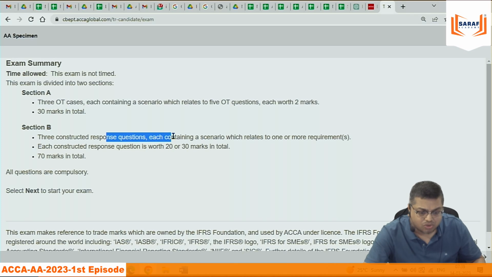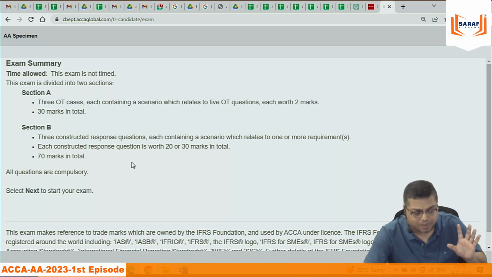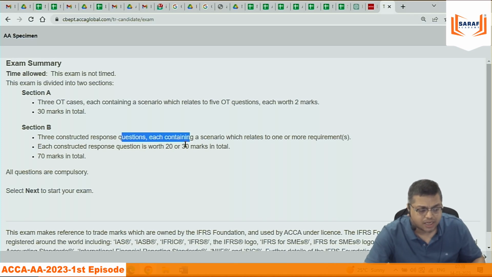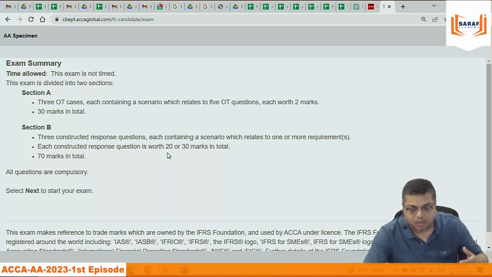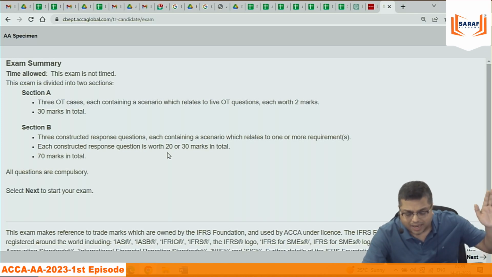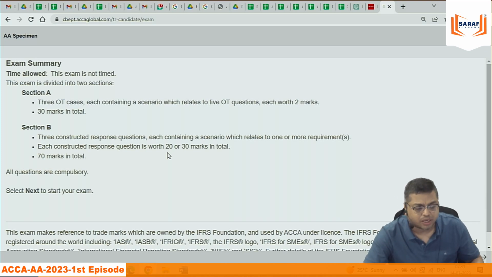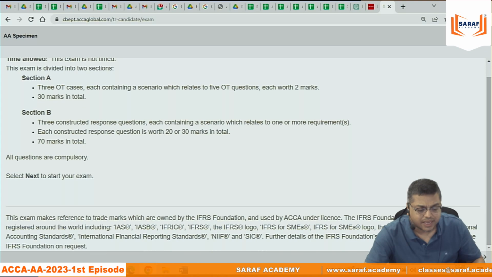These are also based on a scenario. Based on a scenario, there will be 2-3 questions. Some questions may be of 20 marks, some of 30 marks. Normally in all the past terms, you will find they give two 20 marks questions and one 30 marks question. So 2 into 20, 40, and 1 into 30, 30. Totally 70 marks. There is no choice. All the questions given, we need to solve in the exam.